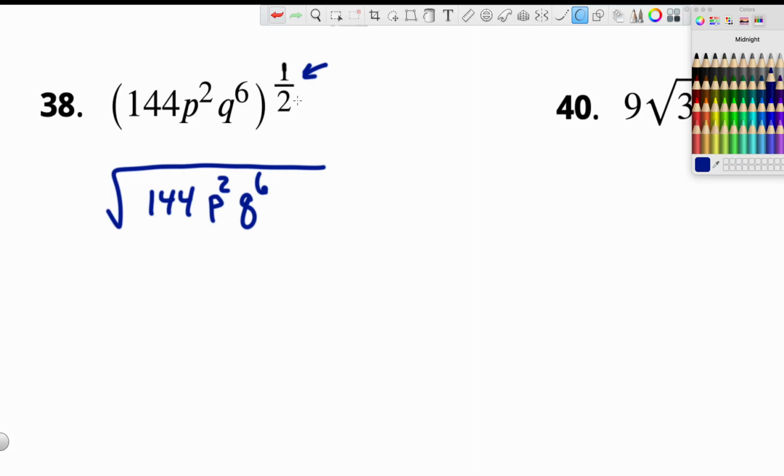It's actually easier to use the exponential form of radical than writing the radical over the entire term in the long run. I'm going to do this just so you see that these two mean the same thing. 144 is a perfect square. The square root of 144 is 12. The square root of p squared is p. And the square root of q to the 6th is q to the 3rd.